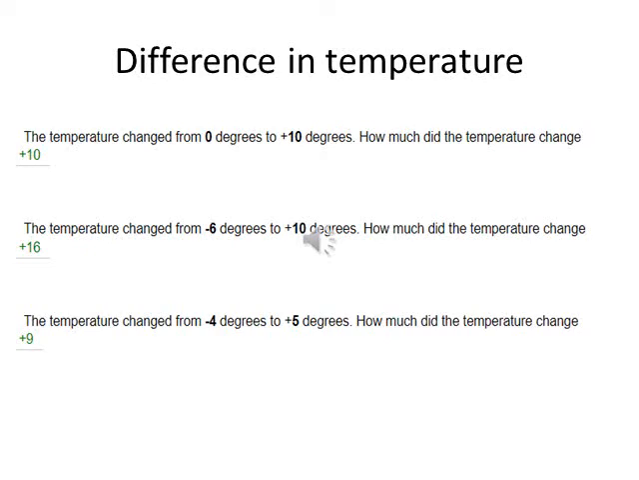And it goes the same with the last example here. The temperature changed from negative 4 degrees to positive 5 degrees. So from negative 4 to 0 is 4 steps, and from 0 to 5 it's 5 steps. So if you add the steps together, you'll find they are 9 steps. So the difference in temperature is 9. And take care, a very important note: the difference in temperature is always positive, don't forget that.